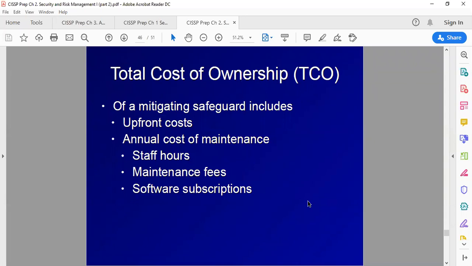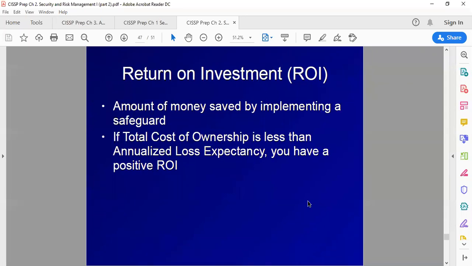Okay, total cost of ownership of mitigating safeguards includes the upfront cost, annual cost of maintenance, staff hours, maintenance fees, and software subscriptions. Then there is return on investment, the amount of money received by implementing a safeguard. If the total cost of ownership is less than the annualized loss expectancy, you have a positive return on investment.